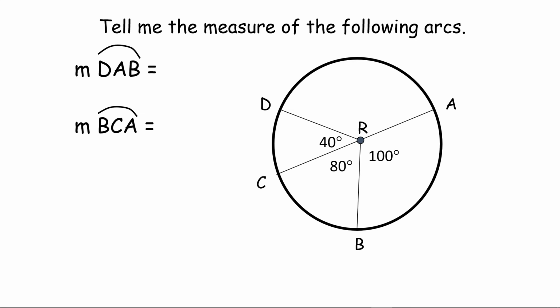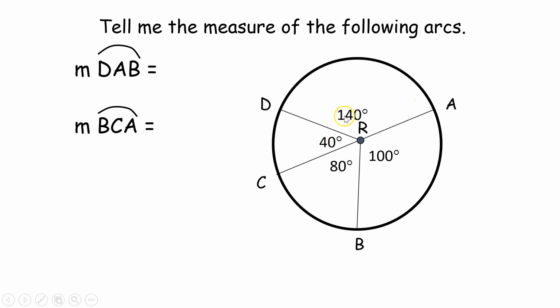Let's look at these. If I need to get the measure of arc DAB, well, I'm missing the arc DA, or the central angle DA. So I can subtract that from 360 degrees. Everything from 360 degrees is going to leave me with 140 degrees. Once I've solved for the missing angle, it's quite easy to put the pieces together and give the measures of the rest.